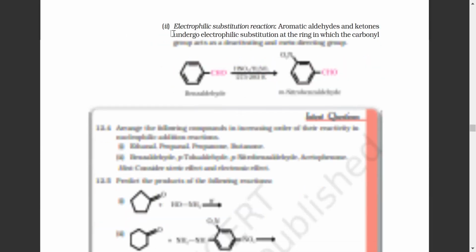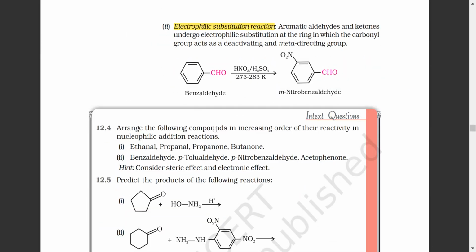So the third one over here is electrophilic substitution. Aromatic aldehydes, हमें already पता है benzene ring में addition वगैरह नहीं होता है. What we have over there is electrophilic substitution. Fine. Aromatic aldehydes and ketones undergo electrophilic substitution at the ring in which the carbonyl group acts as a deactivating and meta-directing group. Deactivating groups are meta-directing groups. We already know that. So whenever you have a carbonyl group attached to the benzene, आप समझ जाएंगे कि meta पे हमारा coming electrophile is going to attach because carbonyl group is a meta-directing group.